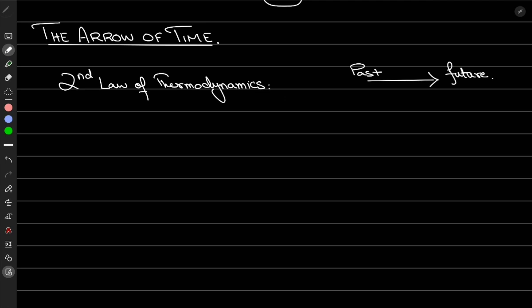The second law of thermodynamics states that the entropy of a closed system can only increase over time. So entropy, we denote it with this symbol S, right? Now, what is this entropy? It is simply a measure of the disorderedness or randomness of a system. It measures how much randomness there is in a system, or how disordered your system is.